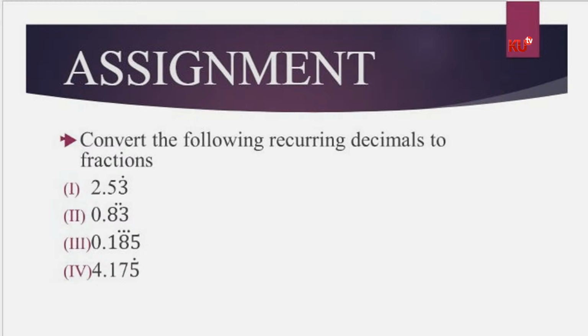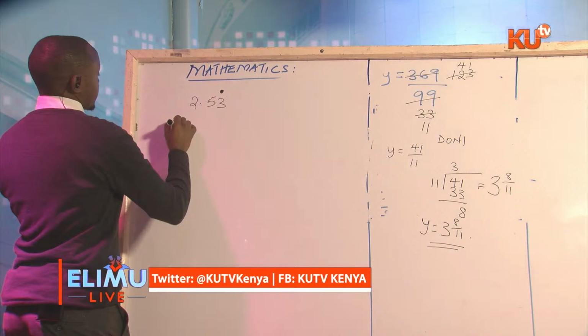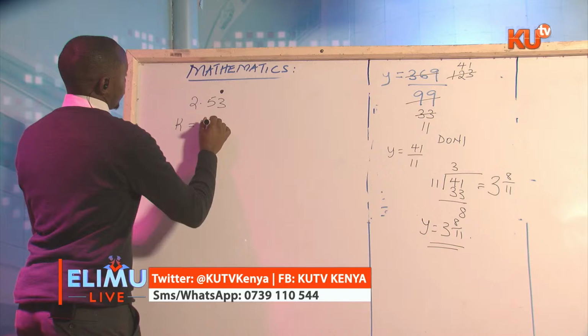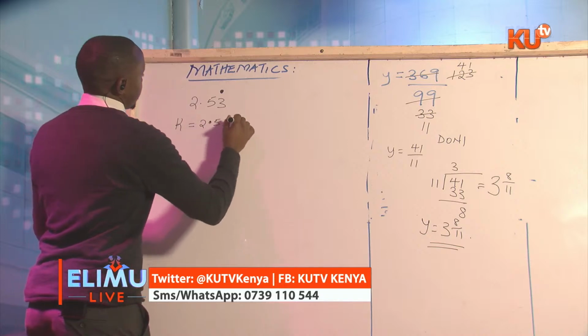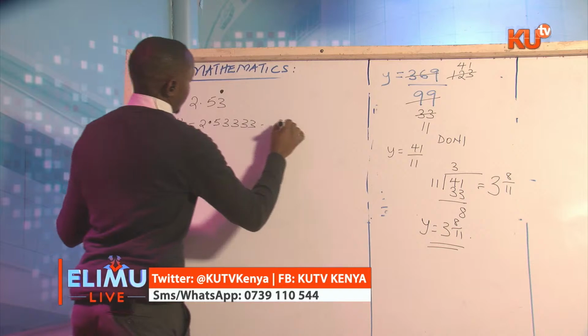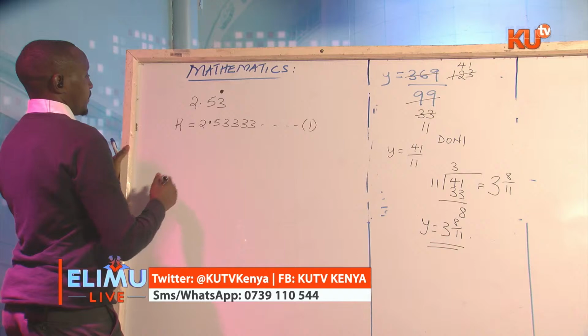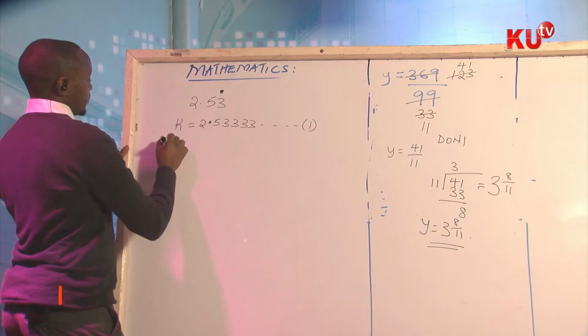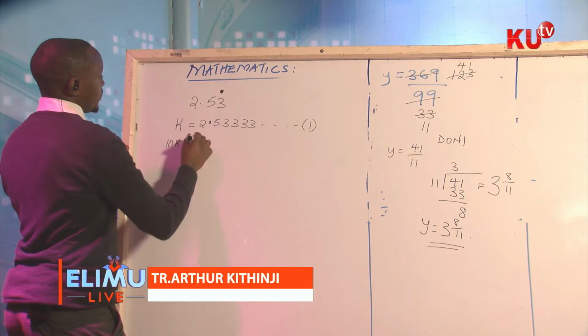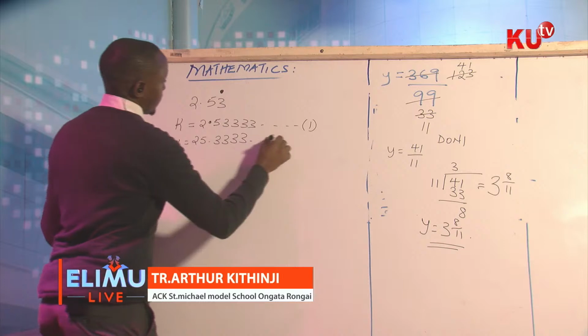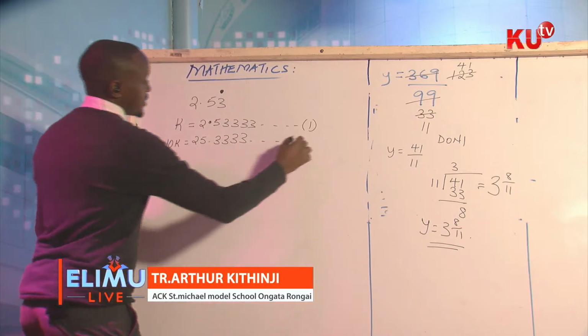2.53. And in this case, the recurring number is 3. So let's call it k. Let our k be 2.5333. This is our first equation. When we multiply this by 10, which is 10k, this will be 25.3333. We can call this our equation 2.